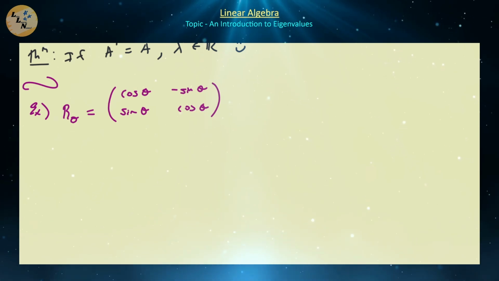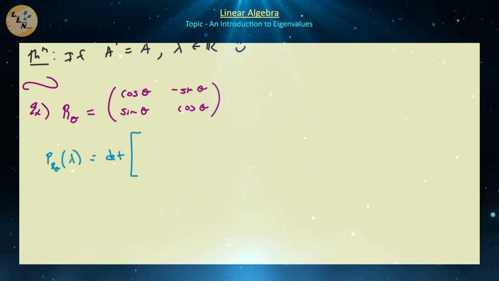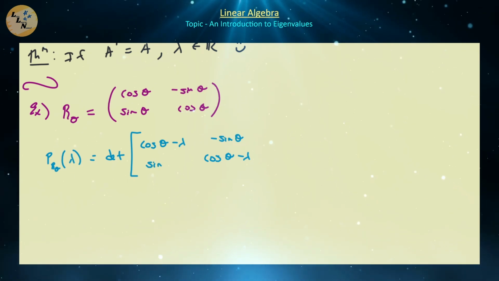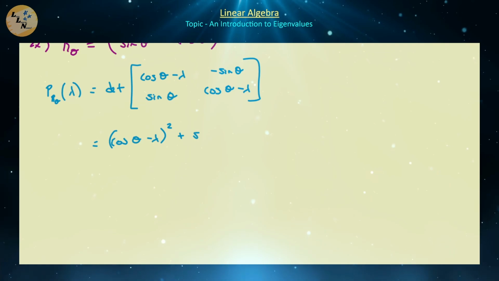So the characteristic polynomial of R theta is going to be equal to the determinant of the matrix cosine theta minus lambda, minus sine theta, sine theta, cosine theta minus lambda. 2 by 2 matrix, so the determinant's very, very easy to get. So it's going to be equal to cosine theta minus lambda times itself, minus sine theta times minus sine theta, that's going to be positive sine squared theta.